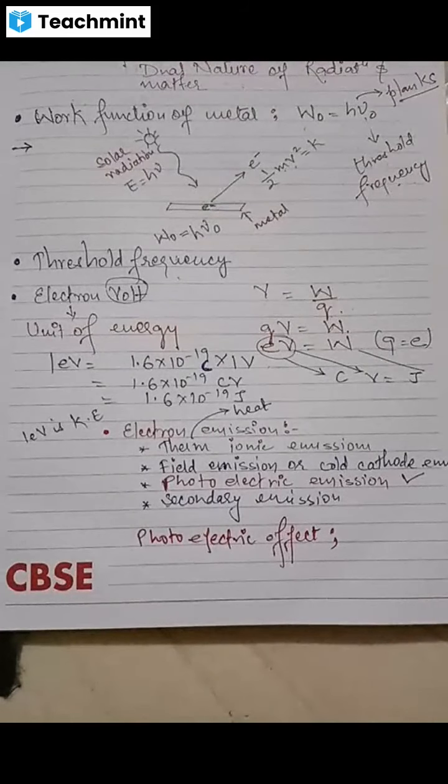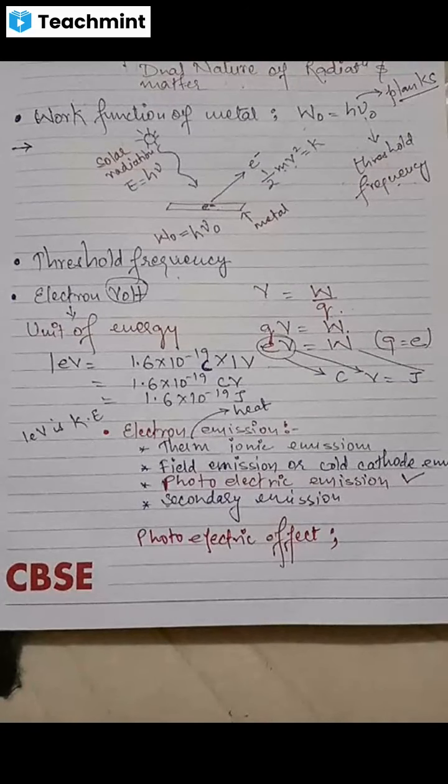The definition will be: when light of suitable frequency illuminates a metal surface, electrons are emitted from the metal surface, and the phenomenon is called the photoelectric effect.